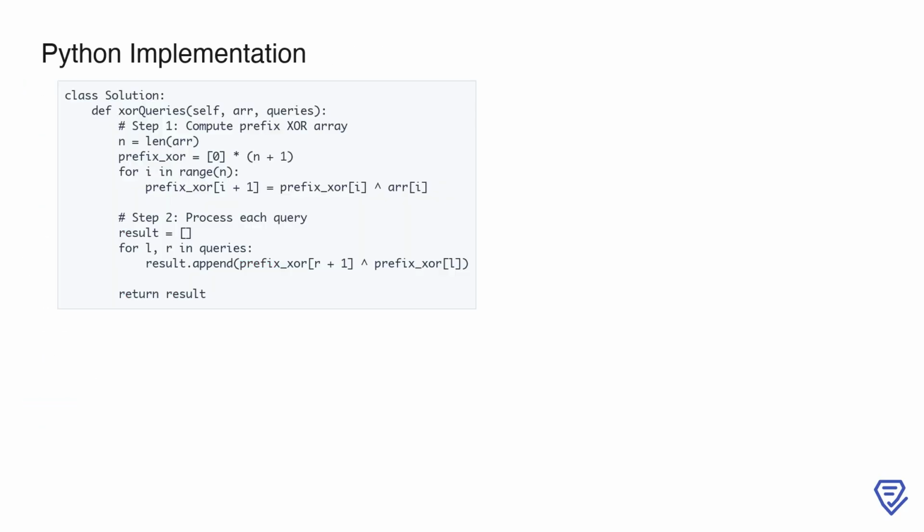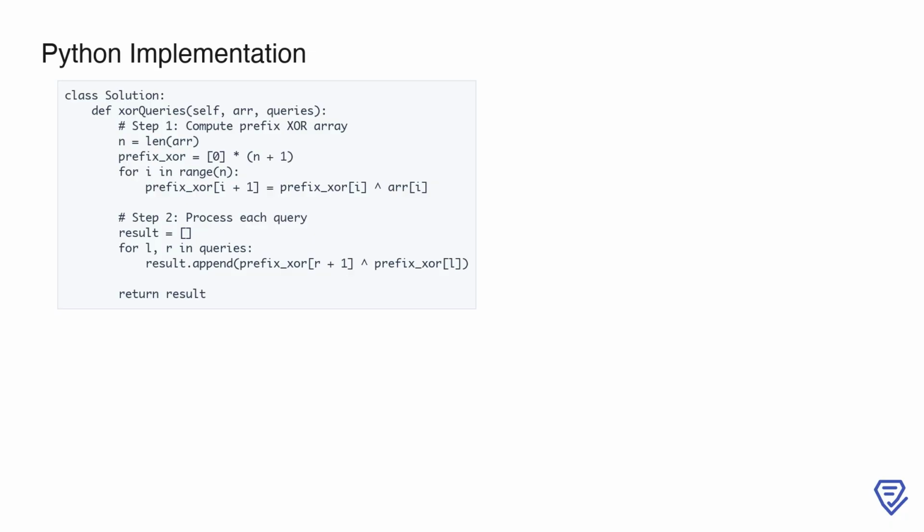In this implementation of the XOR queries of a subarray problem, we aim to compute the XOR of elements in a given subarray efficiently. Let's break down the solution step by step. First, we use a pre-processing technique called a prefix XOR array. The prefix XOR at index i represents the XOR of all elements in the ARR array from index 0 to i-1. This allows us to compute the XOR of any subarray [L, R] in constant time using the formula prefix XOR[R+1] XOR prefix XOR[L].